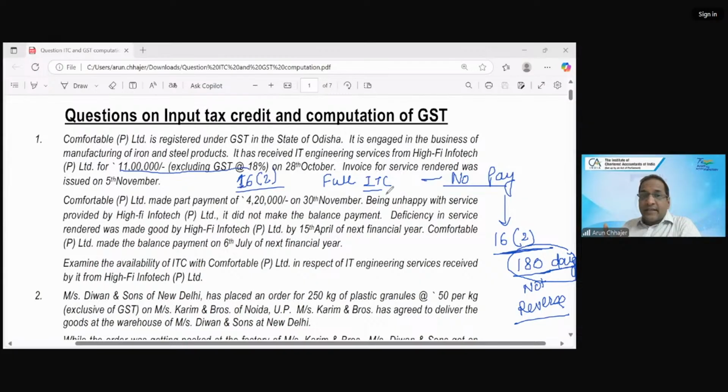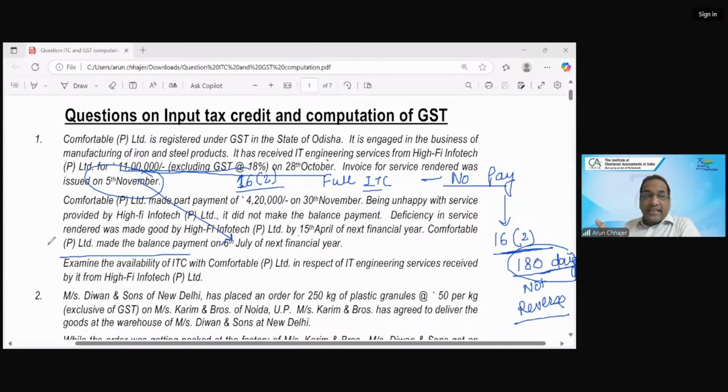What does it mean? It means he can take full ITC, no problem, if he has not made the payment within 180 days from the date of invoice. What is the date of invoice? 5th November. He is making the payment on 6th July, after 5th December, 5th January, 5th February, 5th March, 5th April, 5th May. It means he is making the payment after 180 days.